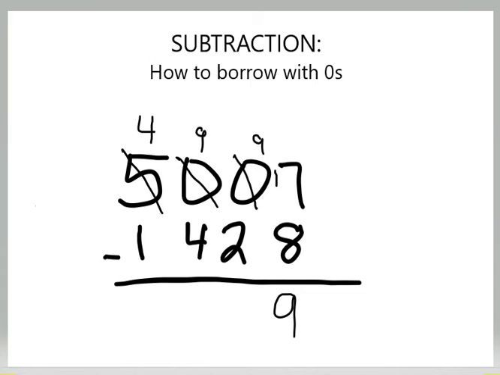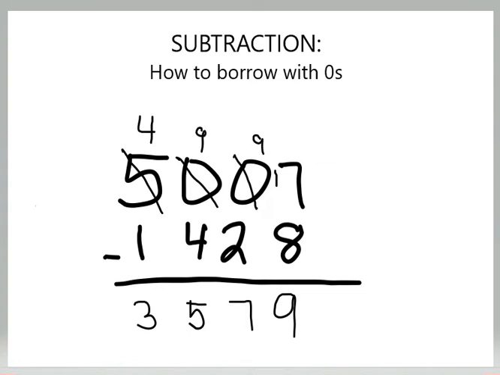Did anybody get that answer yet? If you got 7, you are correct. Now we're going to minus 4 from 9 in the hundreds place. And if you got 5, again, you are correct. Now we're all the way back in the thousands place. And now we will minus the 1 from the 4, which will give you a 3.